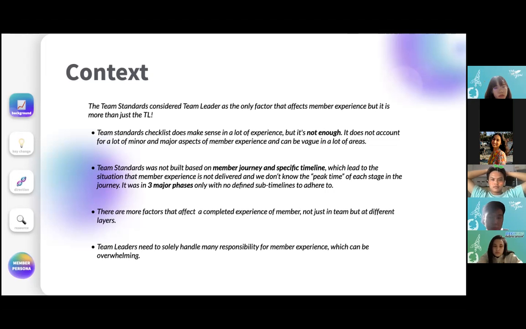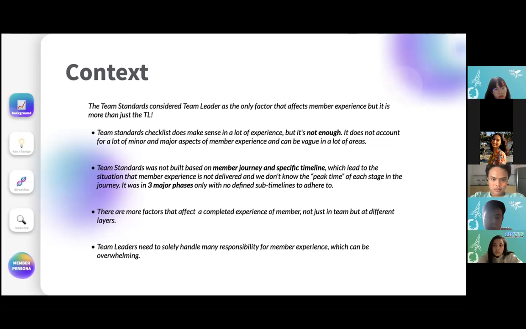It was in three major stages only, with no defined sub timelines. So for a lot of entities, for example in Vietnam or Indonesia, your team standards timeline will be very different from my team standards timeline, right? Each entity has a very different timeline. That was another thing which we could not understand, because the team standards timeline would not tell us about the membership journey.